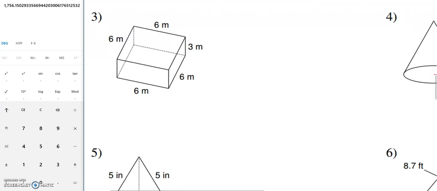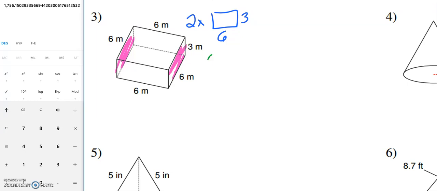So let's start off with, let's say, the right and the left side. Okay, so for the right and the left side, I have a rectangle that is 6 meters by 3 meters. Okay, and I have 2 of those. Then I have another 2 for the front and the back. So my front is about 6 by 3 again, 6 by 3.